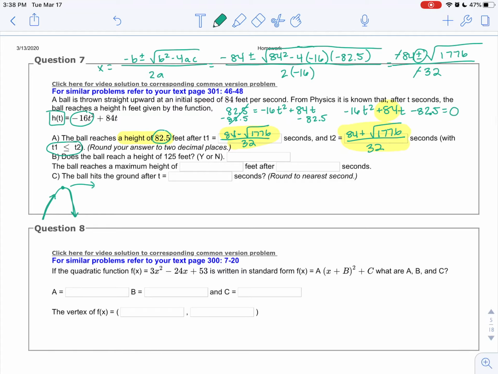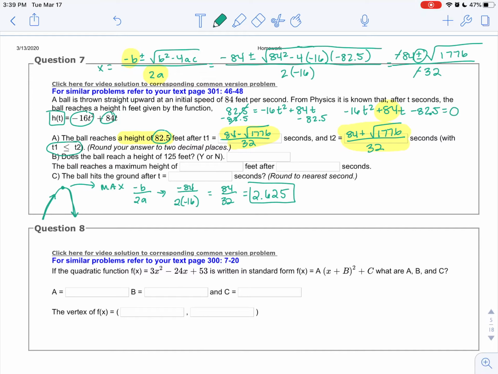So my vertex, my max, is negative b over 2a. If I plug in negative b, that is negative 84, all over 2 times negative 16. And if you look at this quadratic equation, we've got negative b over 2a. It's basically everything except the discriminant, so that's the way you could kind of remember that. So I've got negative 84 over negative 32, so I have 84 over 32, which is approximately 2.625.